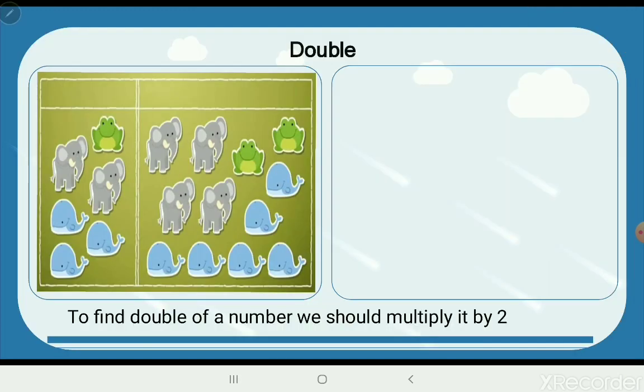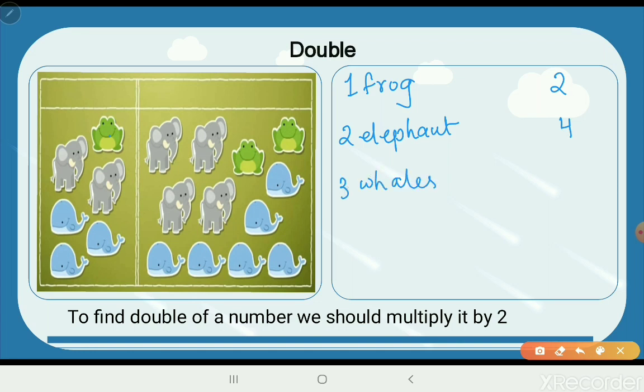Okay children, here you will see there are two columns and there are some animals inside it. In each column animals are distributed. There is one frog in the first column, and in the second column there are two. Then in the first column there are two elephants, and in the second column there are 4. In the first column 3 whales are there, and in the second column there are 6. So what did you see?